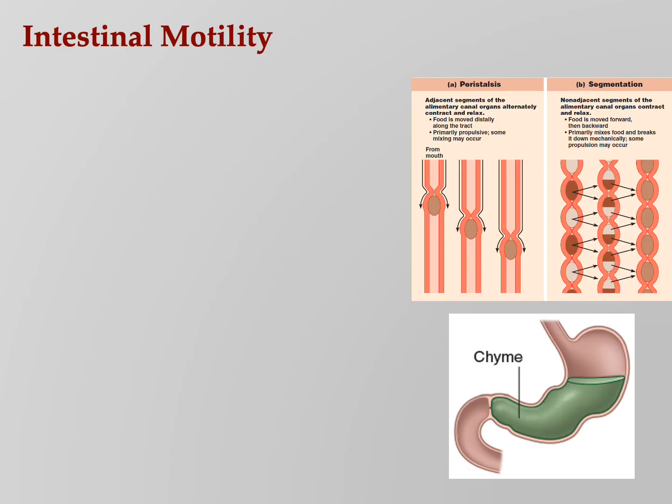So moving things through, okay? Remember, there are 2 layers of muscle throughout the gastrointestinal tract, circular and longitudinal. So what's going to happen here is the muscles are going to contract. They have to mix the chyme with the intestinal juice and the bile and the pancreatic juice.